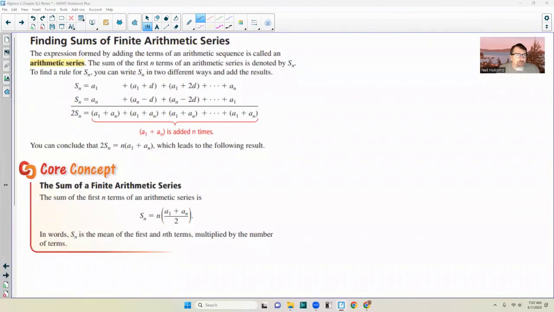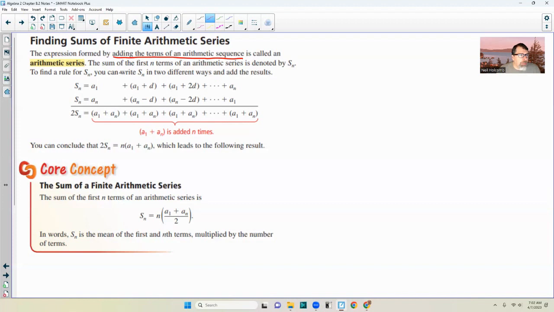Okay, finding sums of finite arithmetic series. A series: the expression formed by adding the terms of an arithmetic sequence is called an arithmetic series. So adding the terms of an arithmetic sequence is an arithmetic series. So the sum of the sequence equals the series. The sum of the first n terms of an arithmetic series is denoted by S sub n. S for series, a for arithmetic. a sub n is now S sub n.